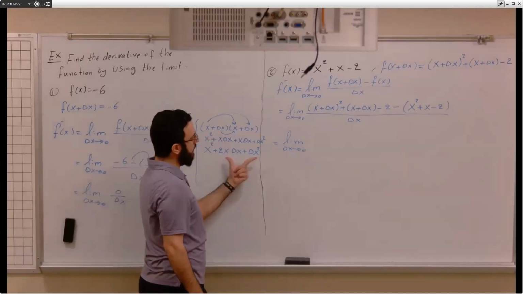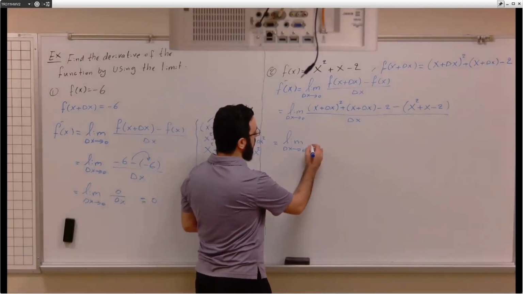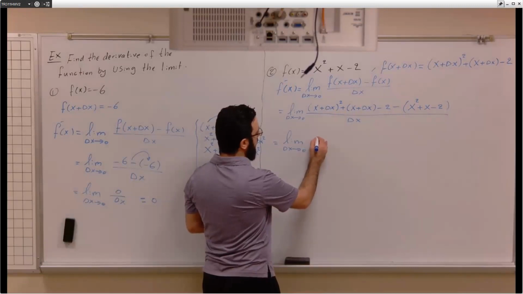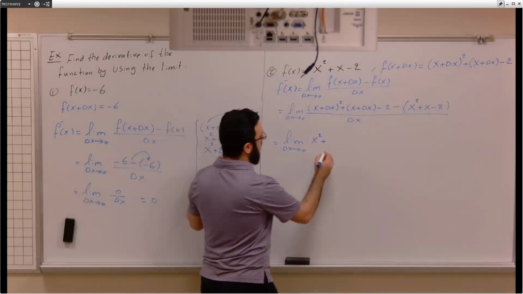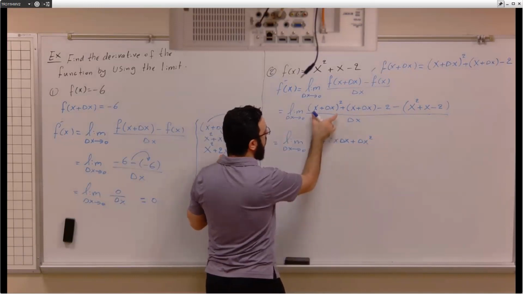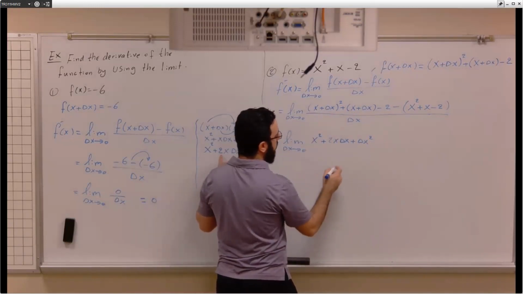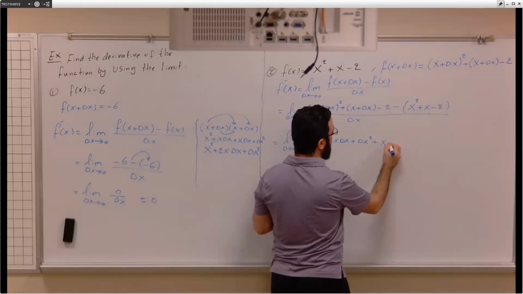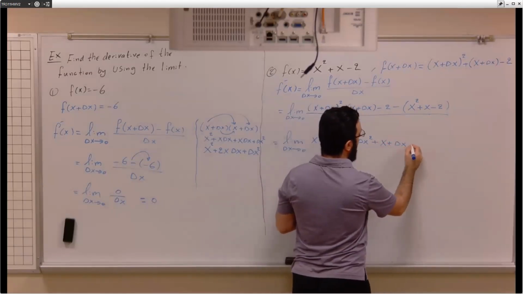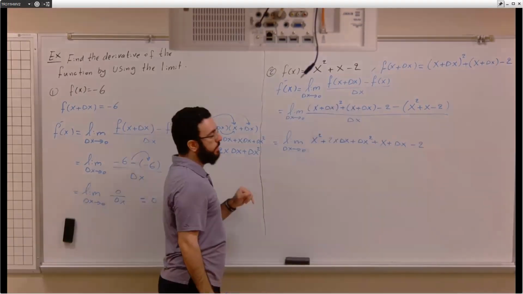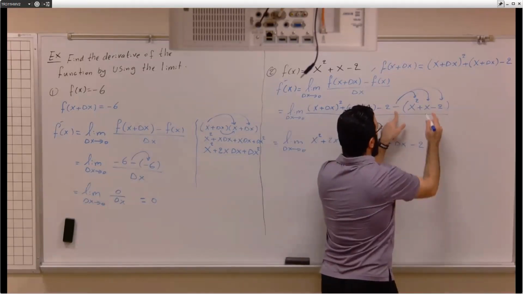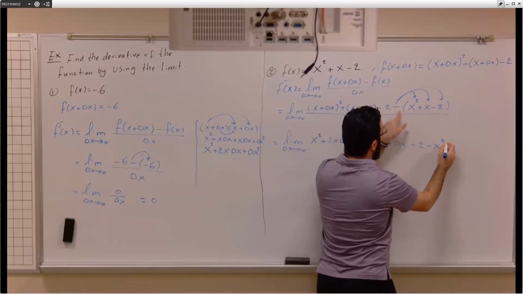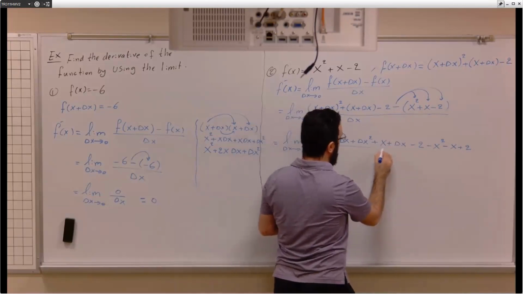Now I'm going to bring back everything here. This is only for the parentheses. So I'm going to type here x squared plus 2x delta x plus delta x squared. Keep going. Distribute the sign. So this one is going to be plus x plus delta x minus 2. Now we have to keep going on this side. Distribute the negative sign. So there is minus x squared minus x plus 2. And everything is divided by delta x.